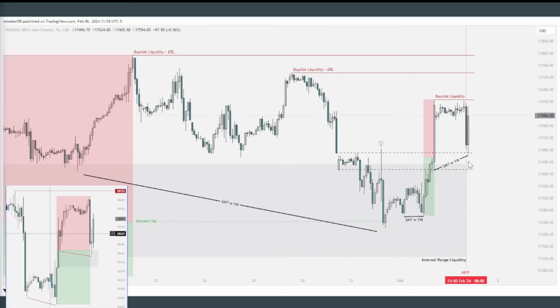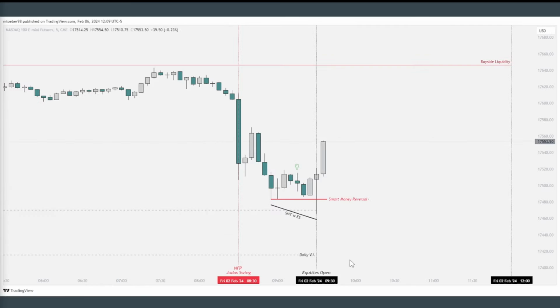What I'm going to do now is drop to our M5 chart and wait for equities open to see if we can frame a market maker buy model to look for entries to our external range liquidity pools. So here is past equities open. Here is our tag of the volume imbalance.